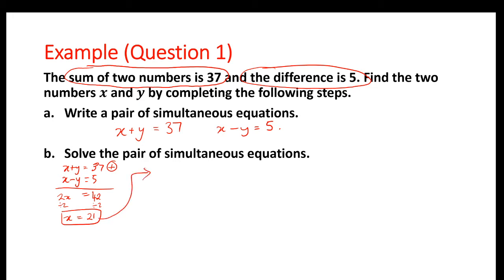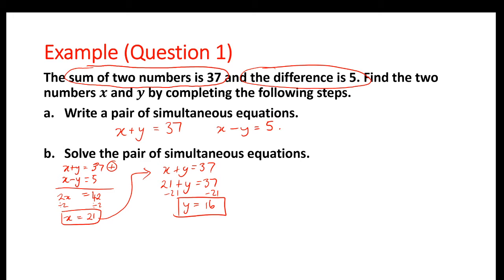Now to work out my second number, I can substitute it into either of the equations. I'm going to use the first one because it has all positive numbers, and positives are easier for me. So substituting x is equal to 21, that gives me 21 plus y is equal to 37. To get y by itself, I'm going to subtract 21 from both sides, and that leaves me with y is equal to 37 minus 21, which is 16. So x is equal to 21 and y is equal to 16.